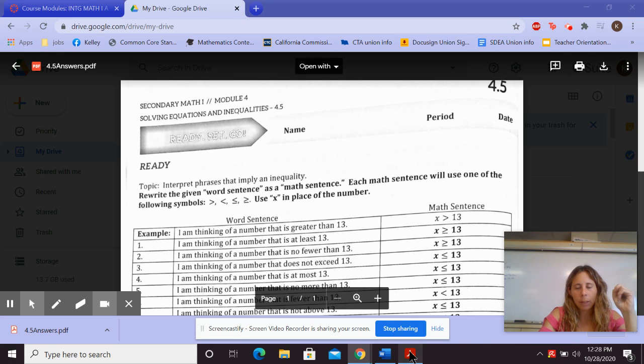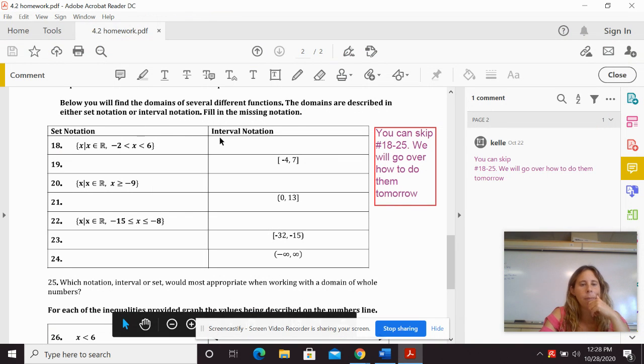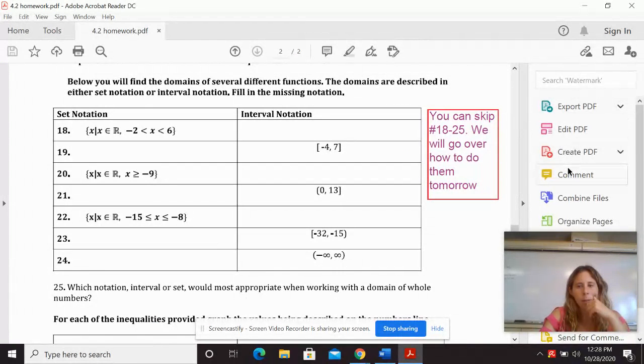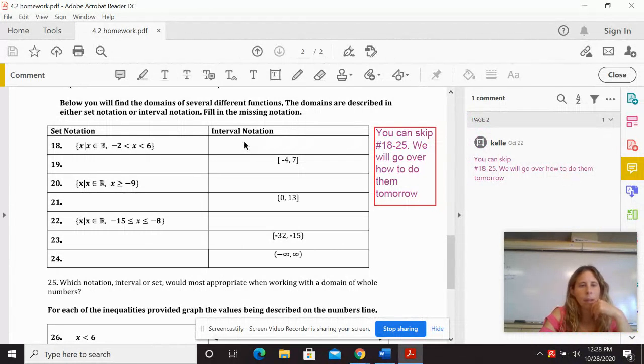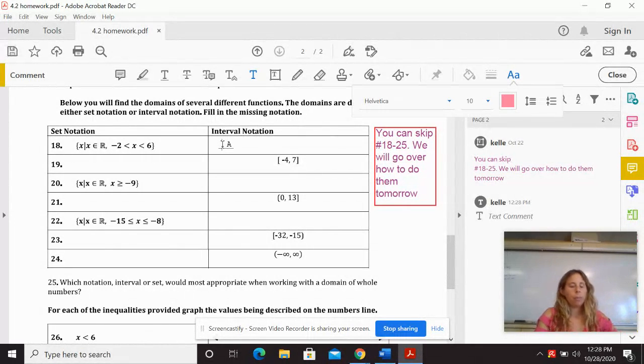Going back and forth between set notation and interval notation. This was from 4.2. I told you you could skip them. Interval notation is what we've been writing. Look at the examples they give you. That's where if it's equal to, you use a bracket. If it's not, you use a parenthesis. Okay, so number 18.